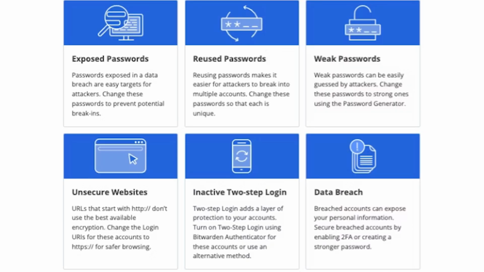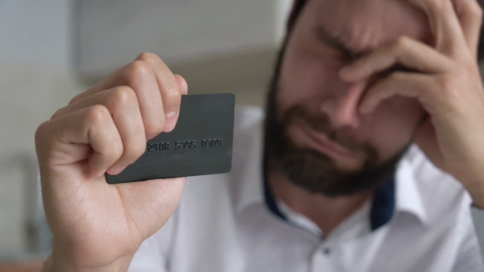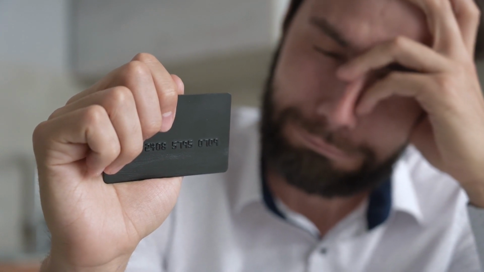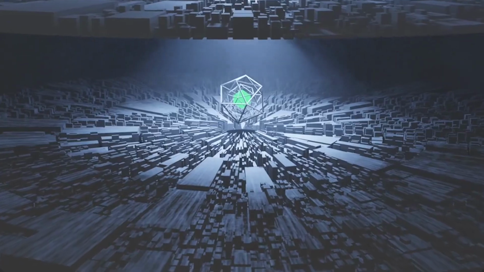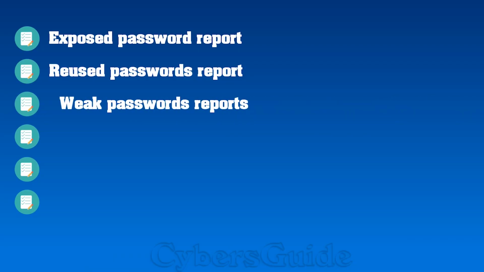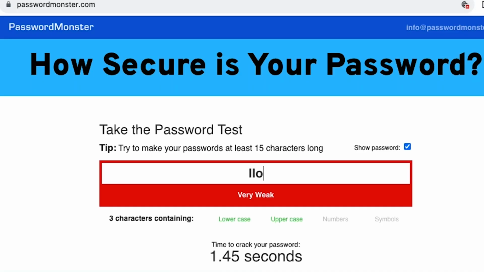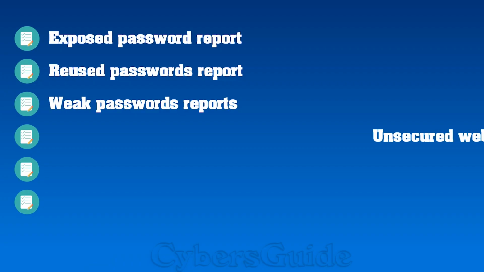Vault Health Report for individuals consists of 6 reports. The exposed passwords report identifies if any passwords in your vault have been compromised. The reused passwords report identifies non-unique passwords in your vault. The weak passwords report identifies weak passwords in your vault and reports them based on the weakness.